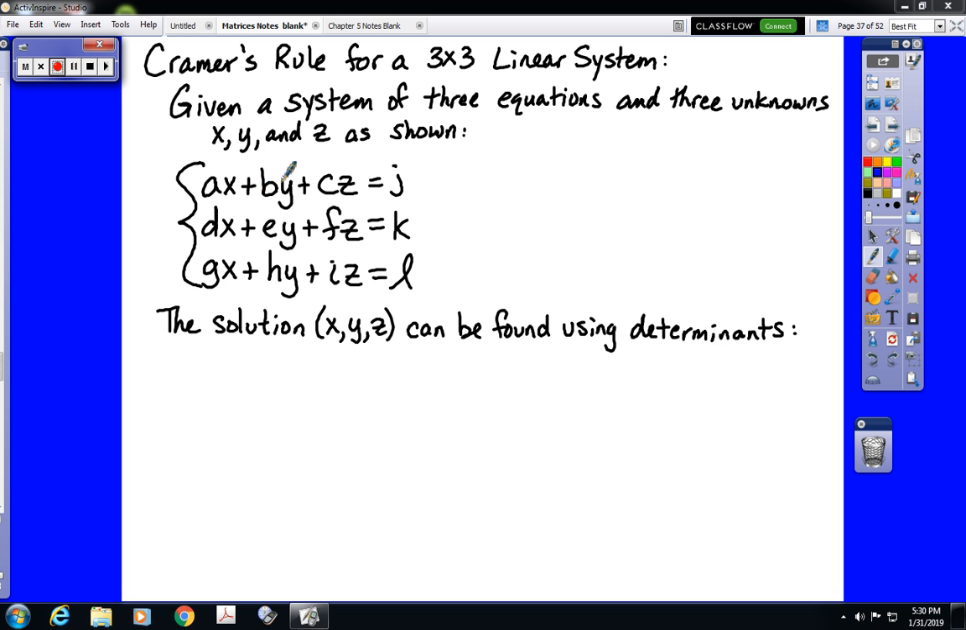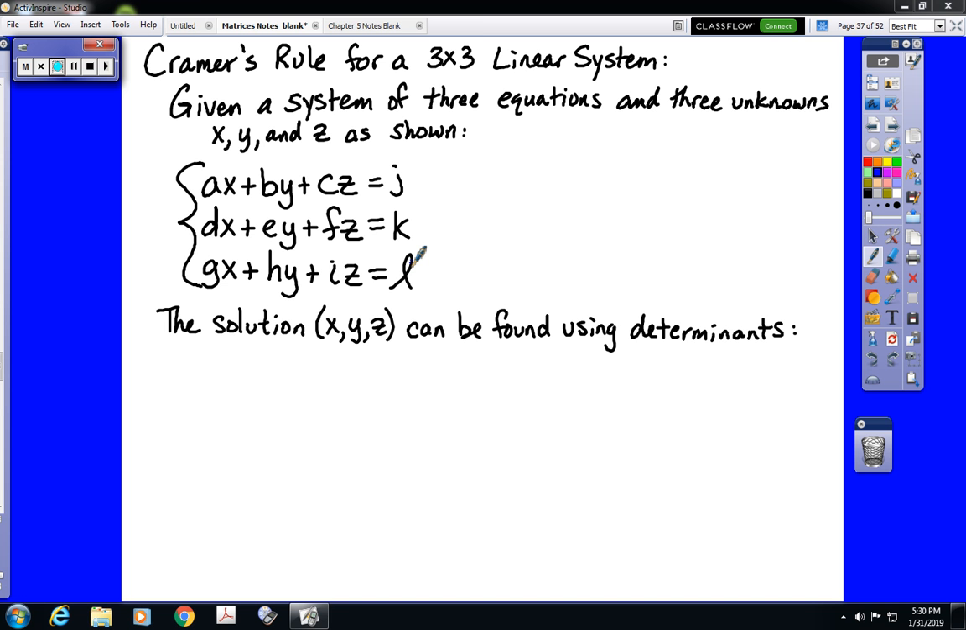So here we have a system of 3 equations and 3 unknowns written in standard form. So ax plus by plus cz equals j, dx plus ey plus fz equals k, gx plus hy plus iz equals l. And I know you're not supposed to use i, j, k, and e for variables, but that's okay. A through l are going to be real numbers.